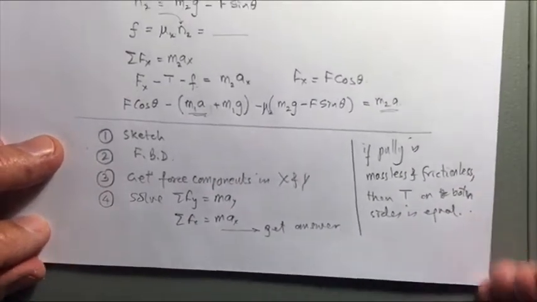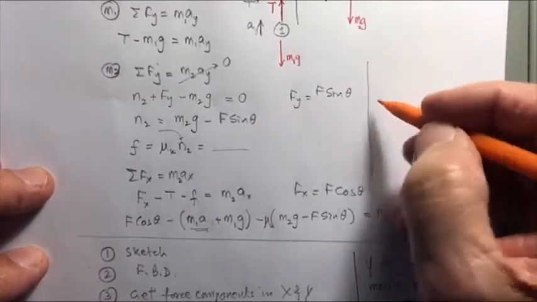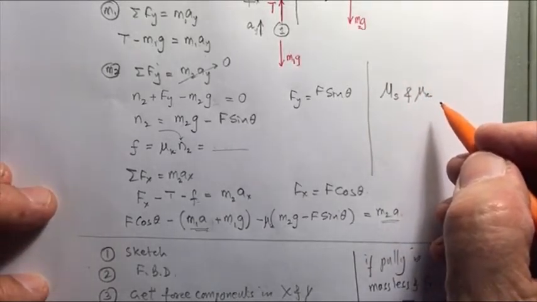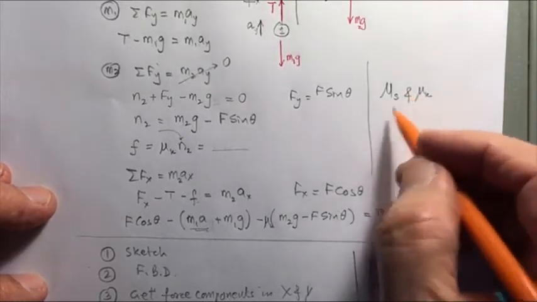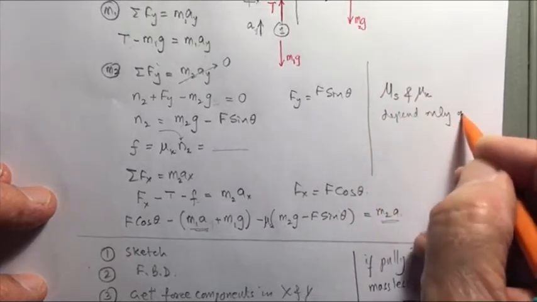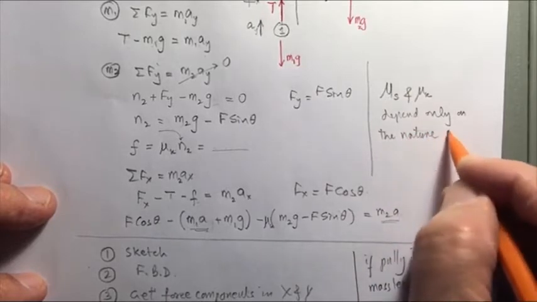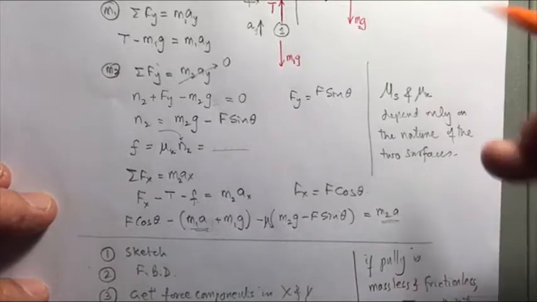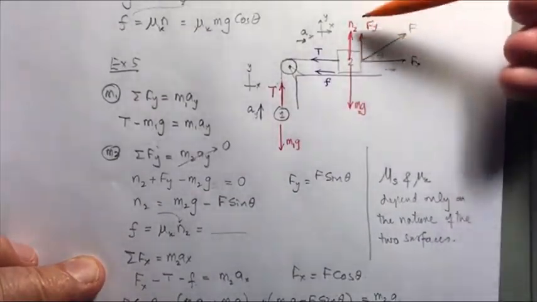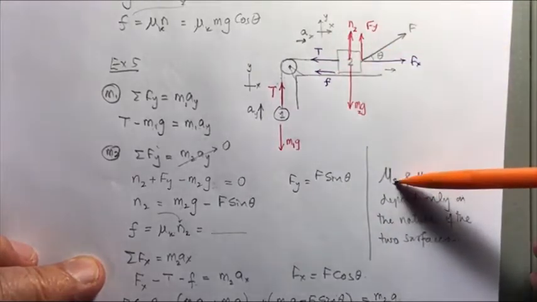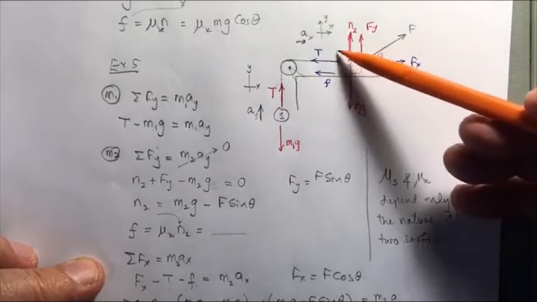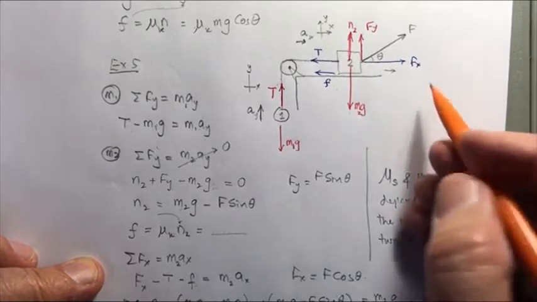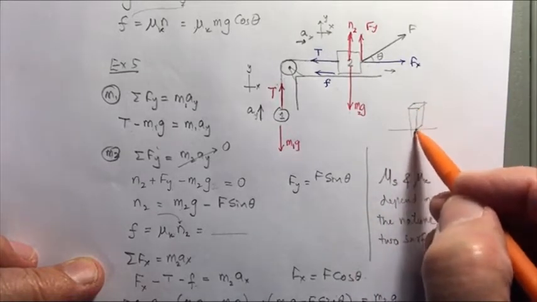One more thing that should be remembered is that the coefficients mu s and mu k are independent of the normal force and the area. They depend only on the nature of the two surfaces that are in contact with each other. So if you press harder down here, it will increase the friction, but it will not increase the coefficient of friction. If you increase the weight of this object, it will increase the force of friction, but not the coefficient of friction.